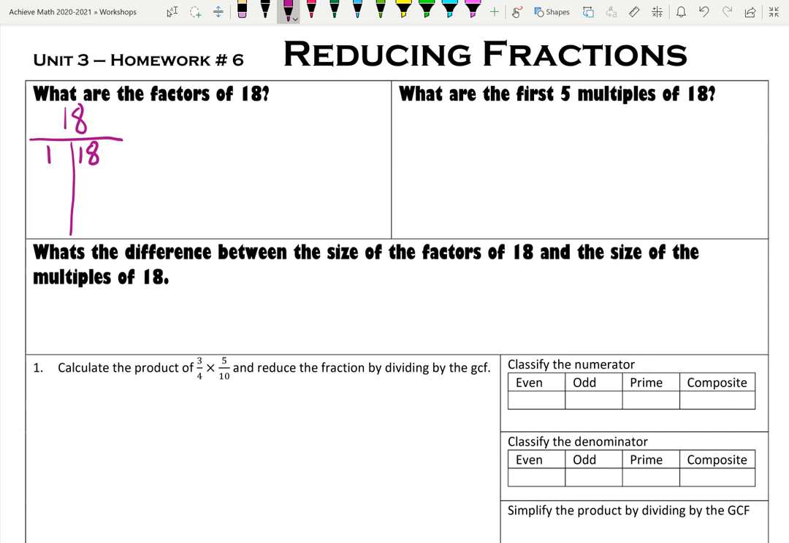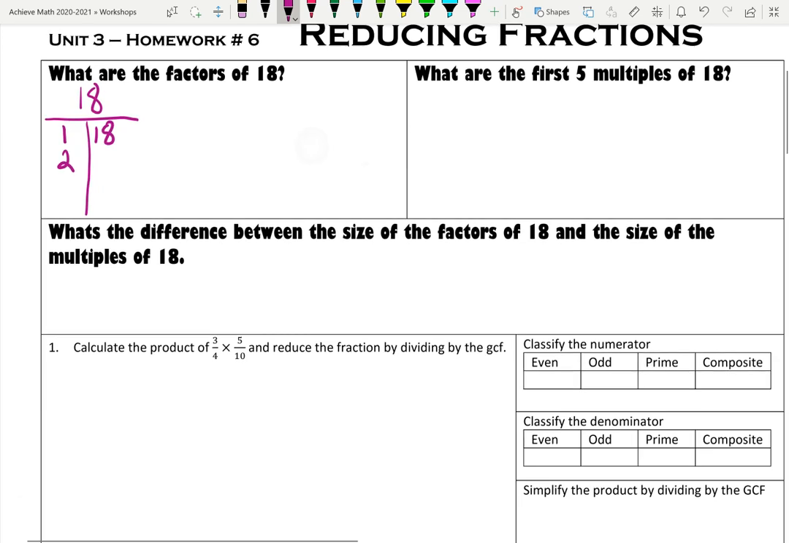Now, it would go in order. The next factor in the list, on the left column, is going to be 2. 2 times what is 18? Well, you can ask yourself, what is 10 plus 8 divided by 2? That's 18, right? Half of 10 is 5. Half of 8 is 4. Half of 18 is 5 plus 4, which is 9.